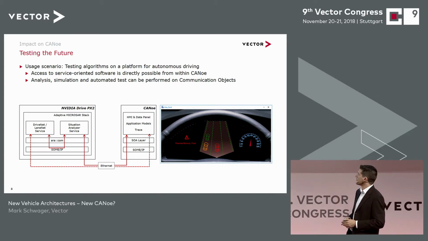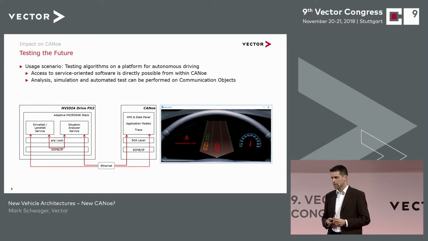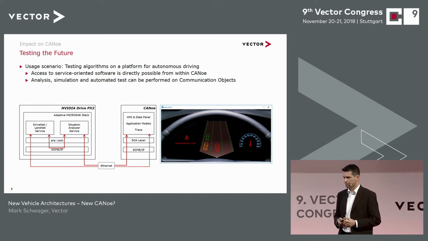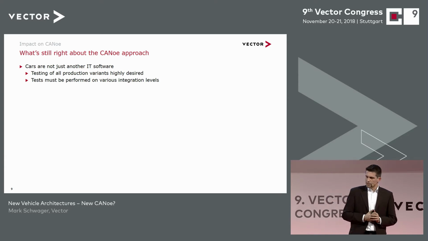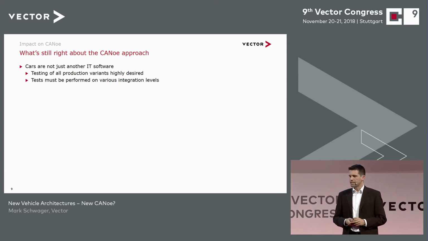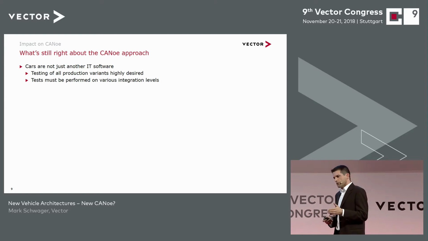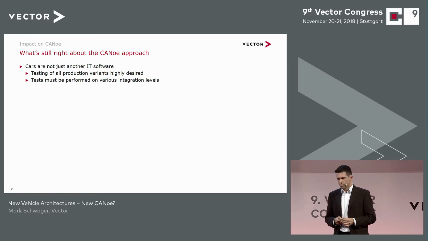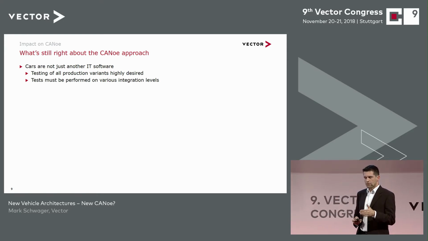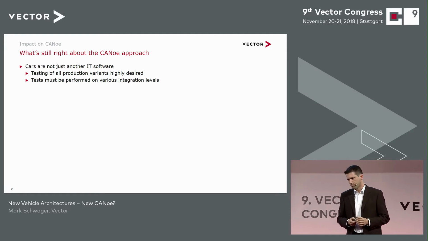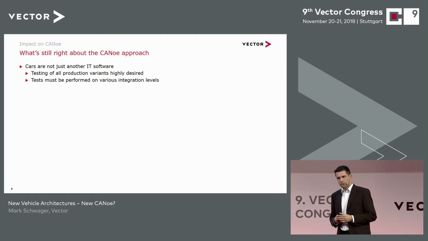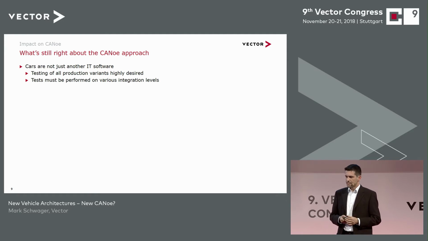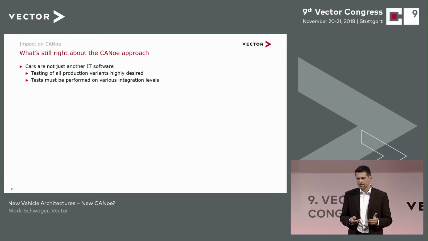Of course, you can look at that in Trace, but we can also visualize it on the panel, the calculations that the ECU makes for us. What do we think? What's still right about the CANoe approach? With regard to the new vehicles where software matters so strongly, it's not just another piece of software that's running. Of course, it has to be tested in a completely different way in our industry. Basically, of course, you want to know whether all of the production variants that you are offering to your customers are actually working.